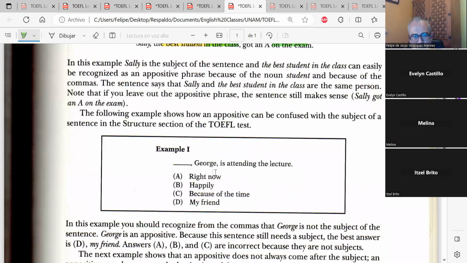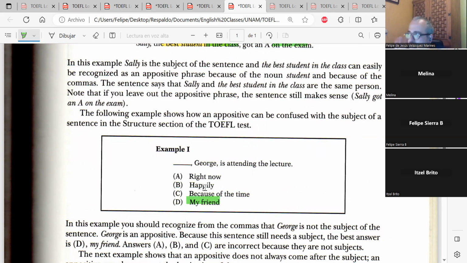So, Felipe, your turn. "Blank, George is attending the lecture." Can we say "because of the time, George is attending the lecture"? No. Who is George? George is the subject. No, because you have a comma. This is an appositive: "My friend, George is attending the lecture." So you need a subject, letter D. Yes, okay.